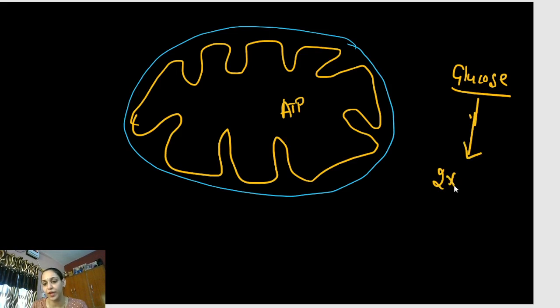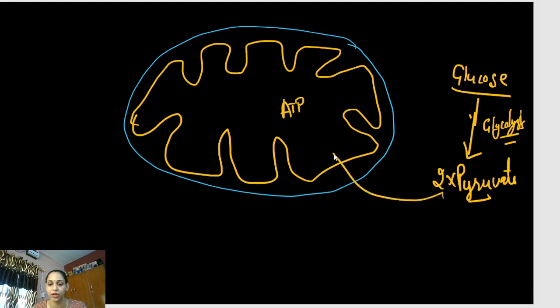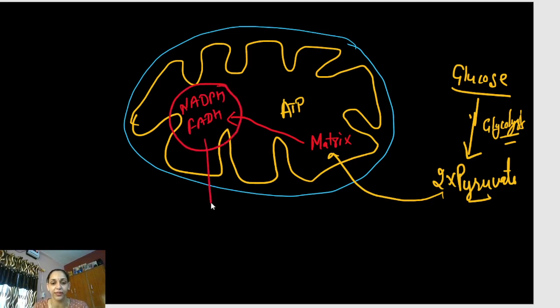Glucose forms 2 pyruvate. This process is known as glycolysis. Lysis means breakdown, breakdown of glucose. Then pyruvate comes into the matrix of the mitochondria. This is the matrix. Here pyruvate is converted into NADPH and FADH. This reaction is known as Krebs cycle.